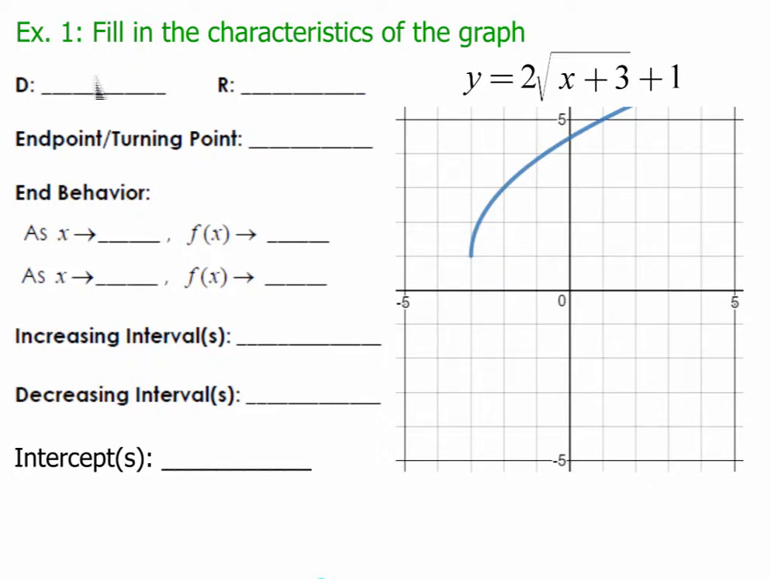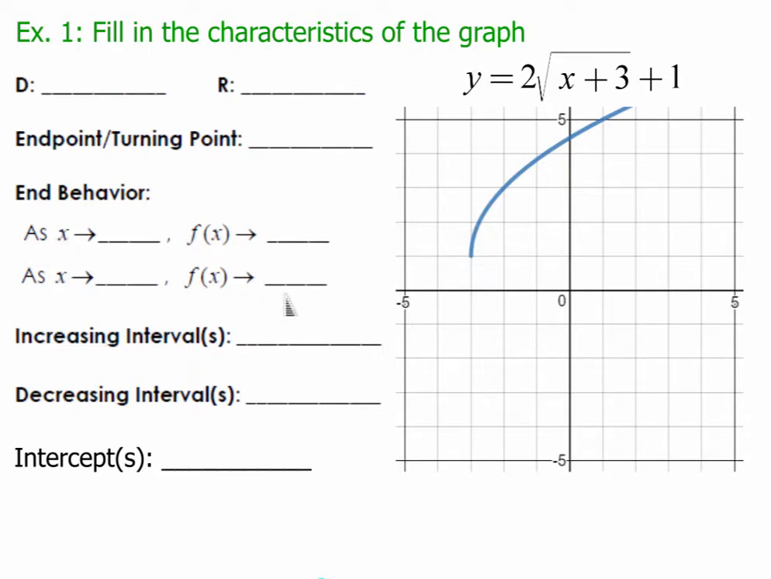Now we've done this sort of thing for all sorts of graphs, so it shouldn't be any big surprise for anybody. So here I've got the graph of y equals 2 times the square root of x plus 3, plus 1. And I've already graphed it for you. And we'll discuss in class how to use the graphing calculator to graph these. But I want to fill in all of these characteristics.